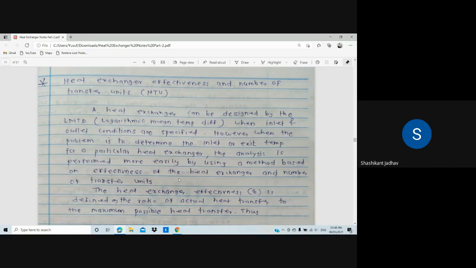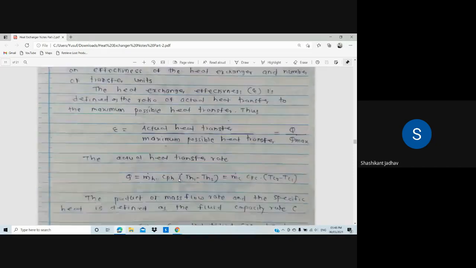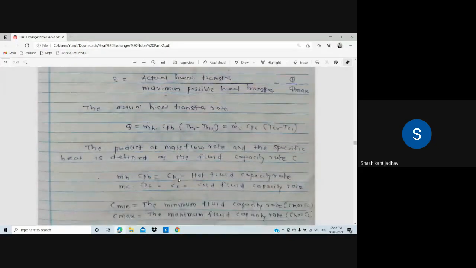So write down the equation. Epsilon is equal to actual heat transfer divided by maximum possible heat transfer. Actual heat transfer is nothing but Q, and maximum possible heat transfer is nothing but Q max. So epsilon is equal to Q divided by Q max. This is nothing but the effectiveness of the heat exchanger.